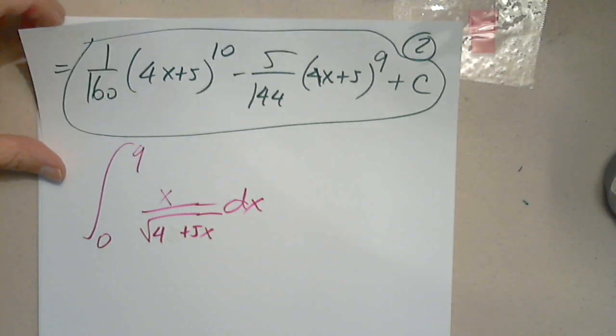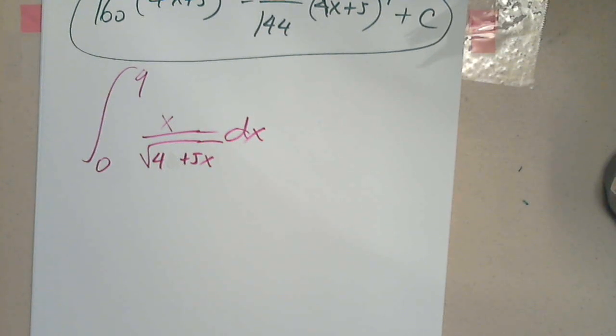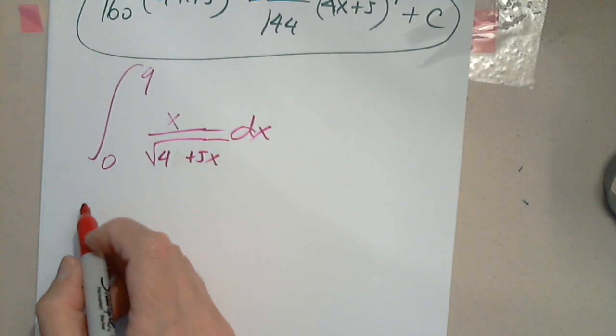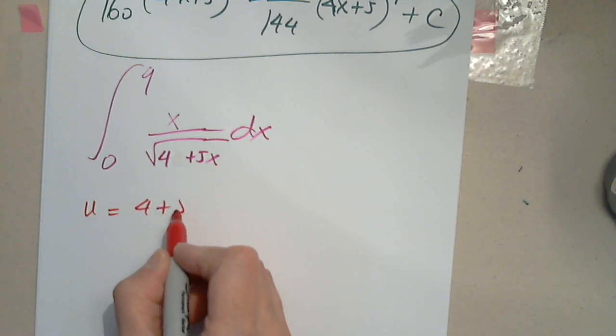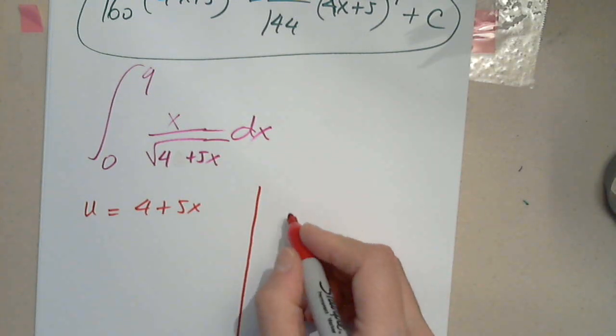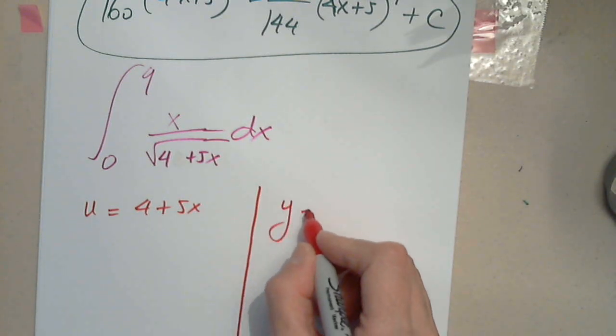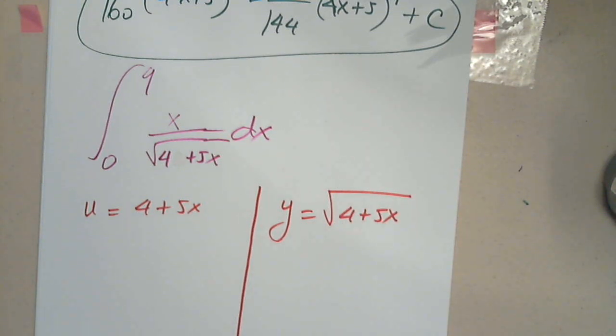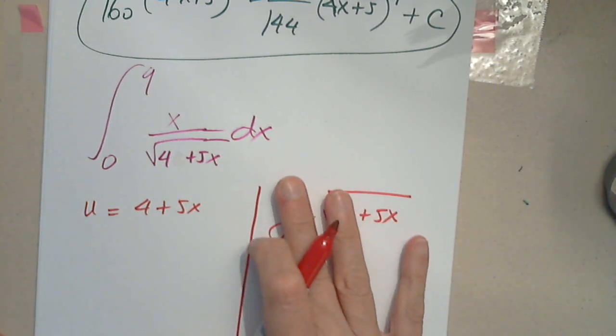Very good. So the same idea, I really want to get rid of that 4 plus 5x under the square root. I'm thinking of looking at two different options. One option is u equals 4 plus 5x. And I want to analyze with you this second option. I don't know if it works or not. Let's say y equals the square root of 4 plus 5x. We'll see in a moment if that is a better idea or not. So leave this alone for now.